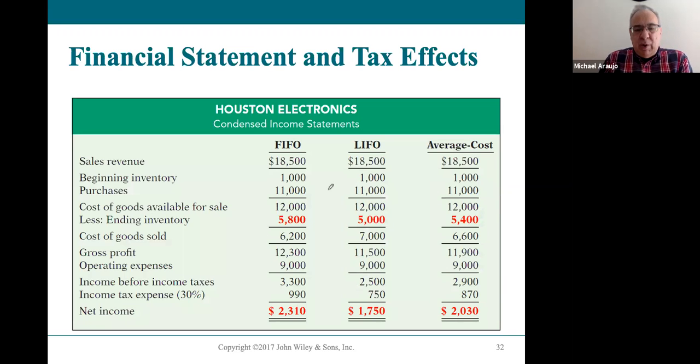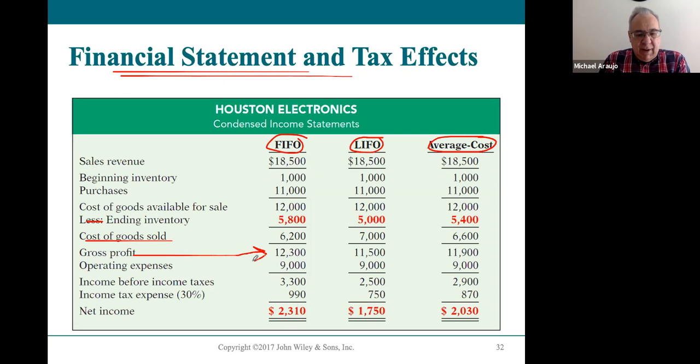Does it really matter which one we use? Well, yes, it can affect profitability of a company. If you look at the financial statements for Houston, if they use LIFO, if they use FIFO, or if they use average cost, you'll see a couple of things. Their ending inventory is going to be a little bit different. Their cost of goods sold is going to be different. And of course, that's going to affect their gross profit. And if it affects their gross profit, it's going to affect their net profit, their net income. So with higher gross profit, you have higher net income. With lower gross profit, you have lower net income.